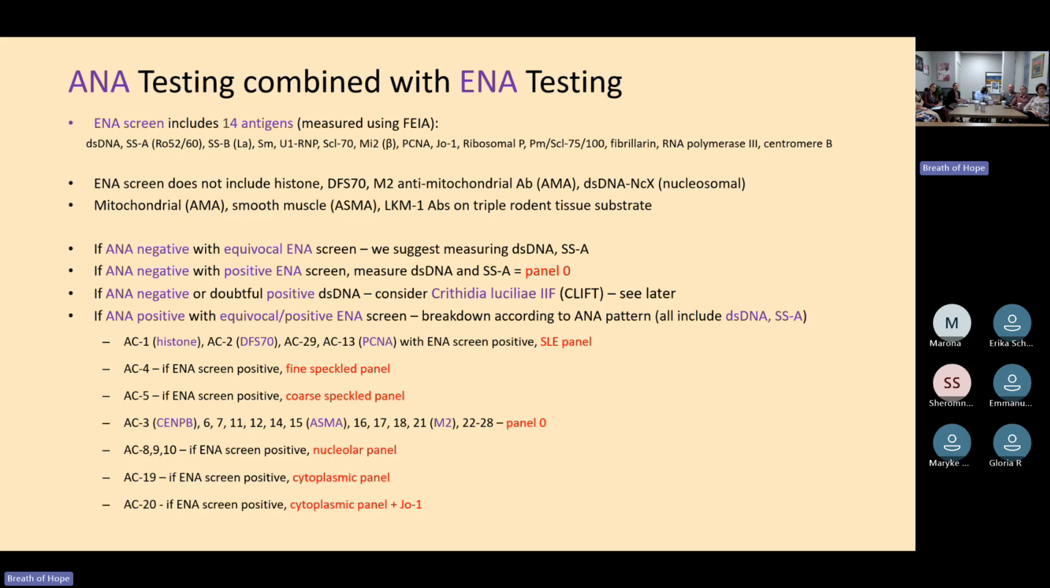And then if your ANA is positive and you've got a positive ENA screen, we do a breakdown according to the pattern. But you can understand that we can't measure all 14. That is going to be very expensive. It costs about 250 Rand at least for each of those. So you can't do 14 of them. You have to do the ones that are most likely going to be picked up.